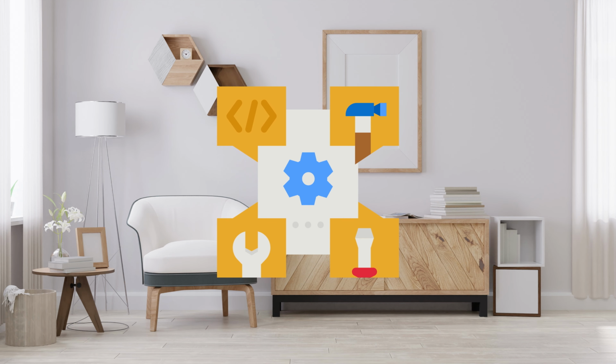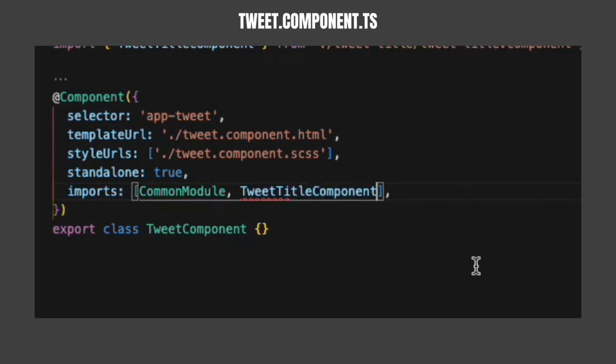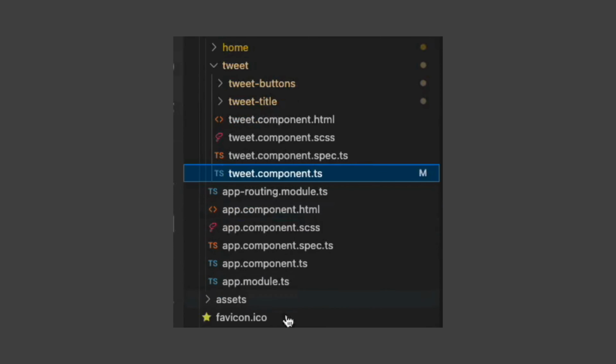Converting our component to a standalone is pretty easy. We can just add the standalone flag to the component decorator, then we need to import the common module. We'll do the same thing with our tweet buttons component. Now we can add the standalone flag to the tweet component, then we'll add the common module, the title component, and the buttons component to our tweet component. Since these are all standalone, we can add them directly to the imports. Now we can just delete the tweet module.